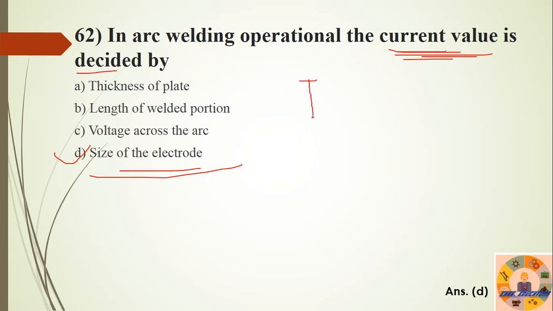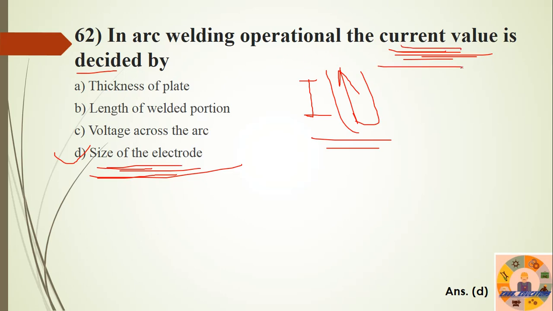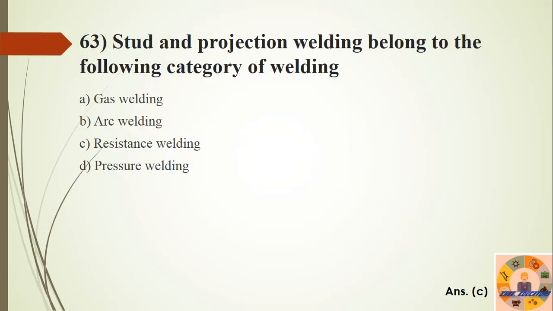So to get a high amount of heat, we have to increase the current, and also the metal deposition rate and weld penetration will be increased. So for this reason, the size of the electrode decides the current value for welding operations.